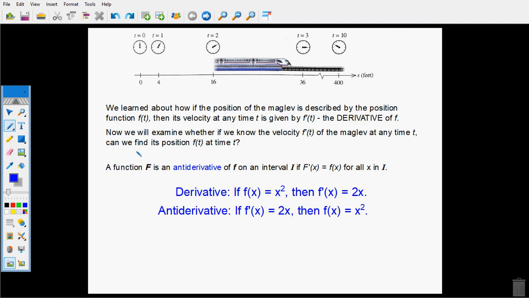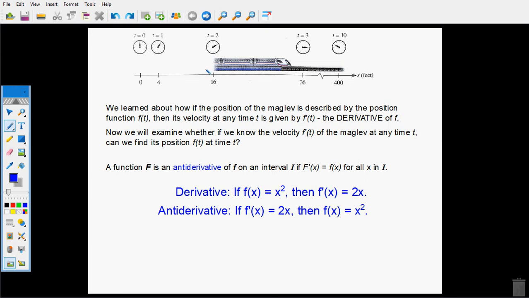Chapter 6 is the first chapter, well, the only chapter of integrals, otherwise known as antiderivatives. So you are just undoing everything that you've learned so far. If you'll remember way back when, we learned about how if the position of the maglev is described by some function f of t, then we can measure how fast it's going, its velocity at any time, by taking that rate of change.